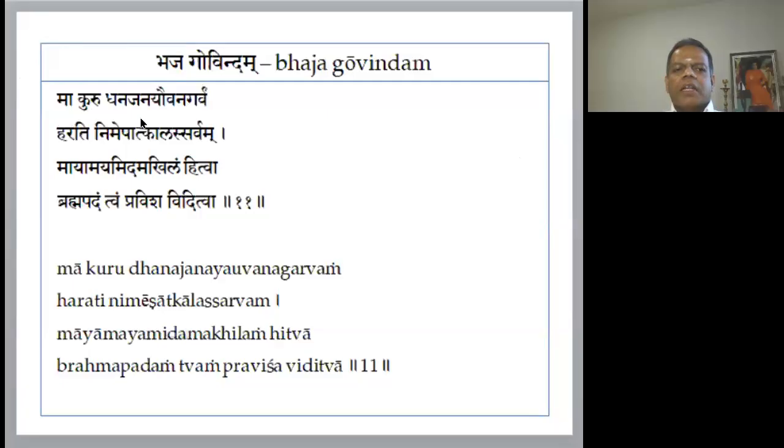Ma kuru dhana jana yauvana garvam, harati nimeshat kalat sarvam, maya mayamidam akhilam hitva, brahma padam tvam pravisha viditva.